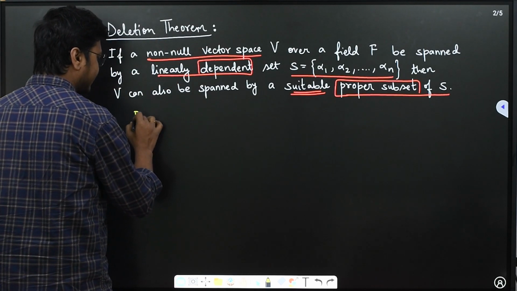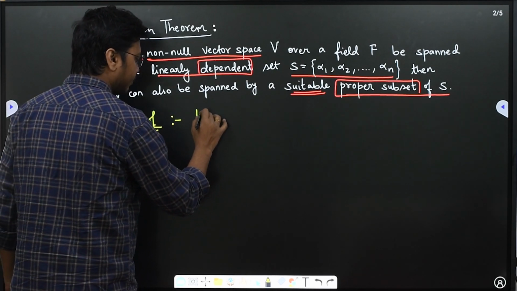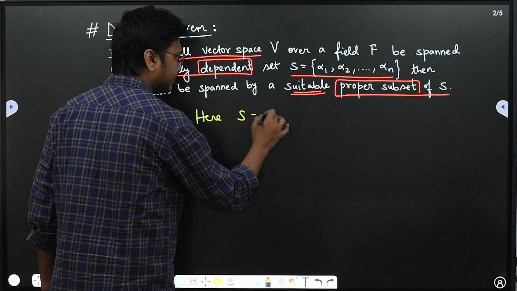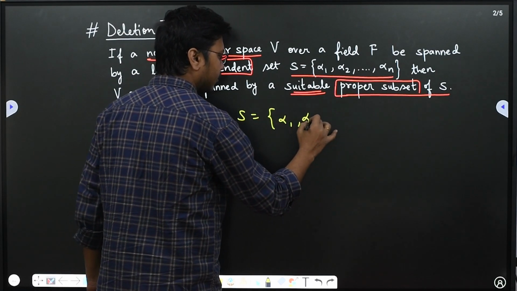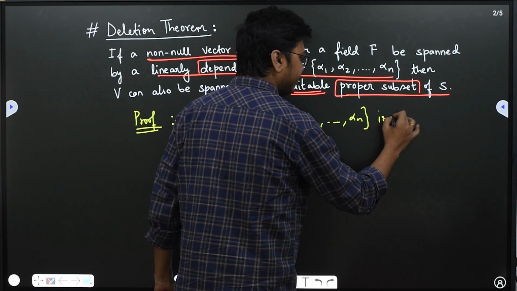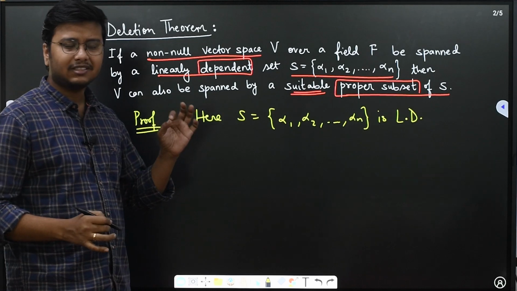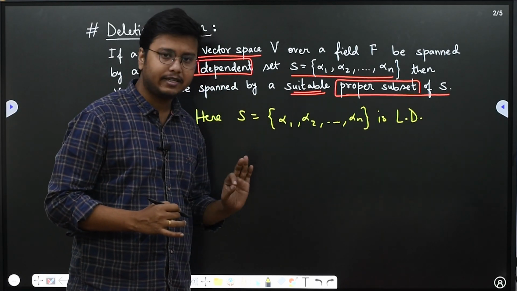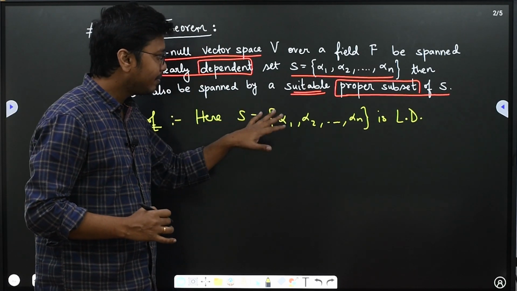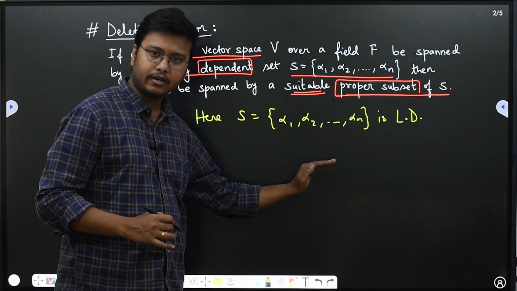The set S is given to me. Here S, given by alpha 1, alpha 2 and so on, alpha n, is linearly dependent. Now one small property of linear dependence I'll be using. So let me first quickly show you that property, then again I'll come back here and continue.